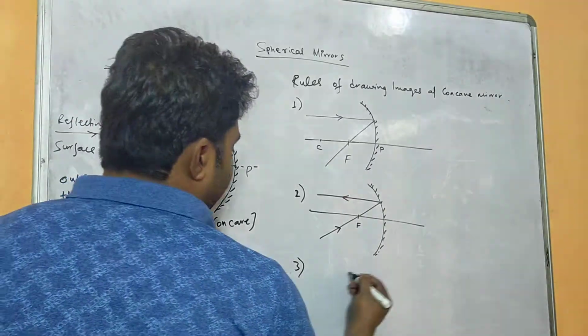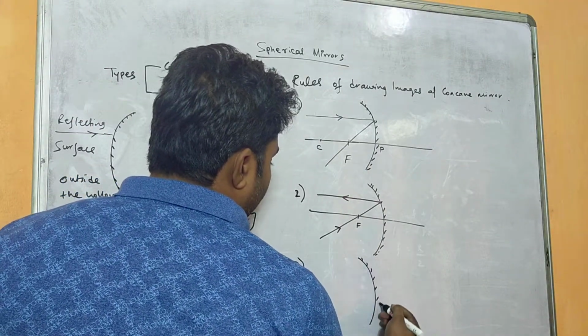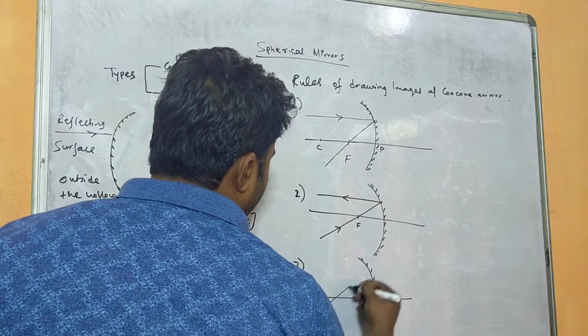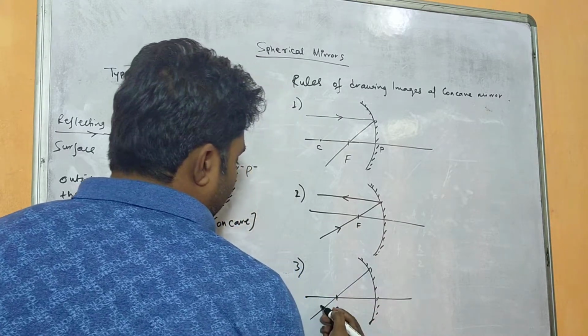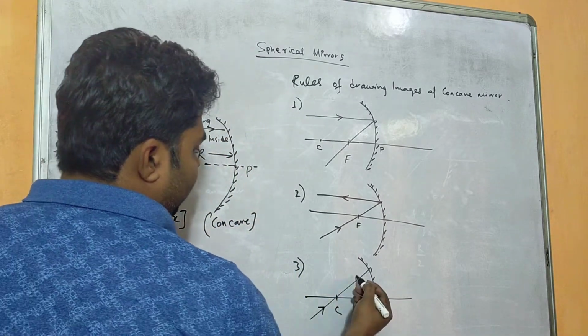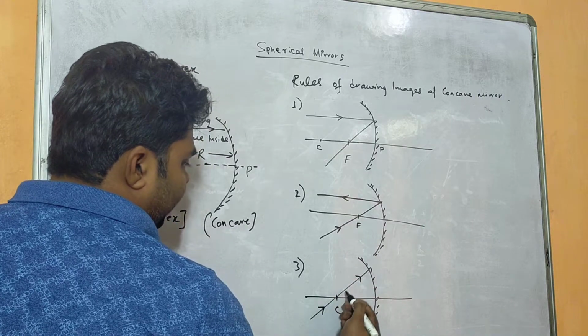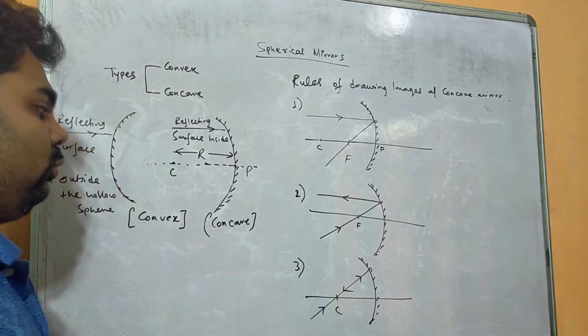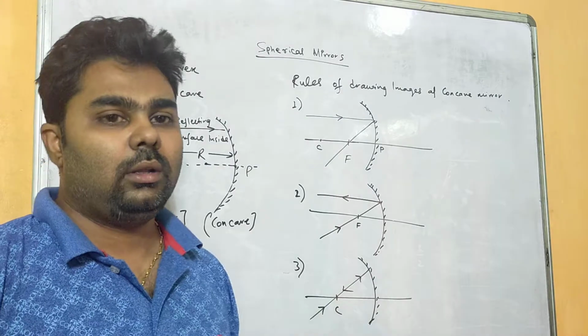Rule number 3 is saying that in a concave mirror, if a ray of light is passing through the center of curvature, after reflection it will come back in the same path. Okay, so this is rule number 3.